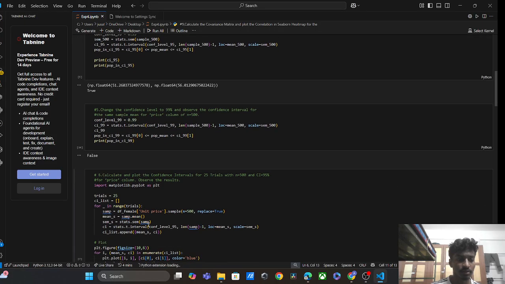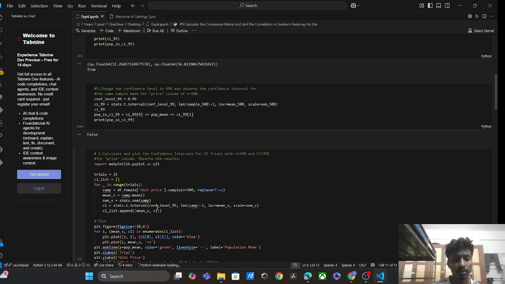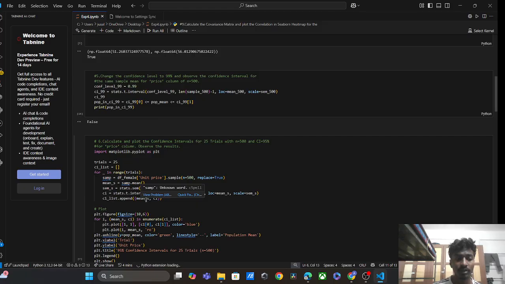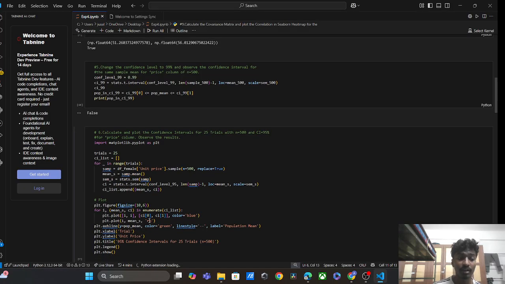For the sixth experiment, we run 25 trials of sampling with n equals 500. Plot the confidence interval. Each blue line is an interval, each red dot is a sample mean, and the green dashed line is the population mean. This shows how sampling variation works.